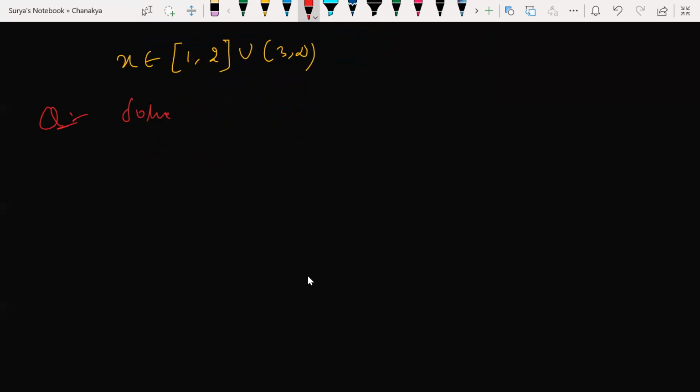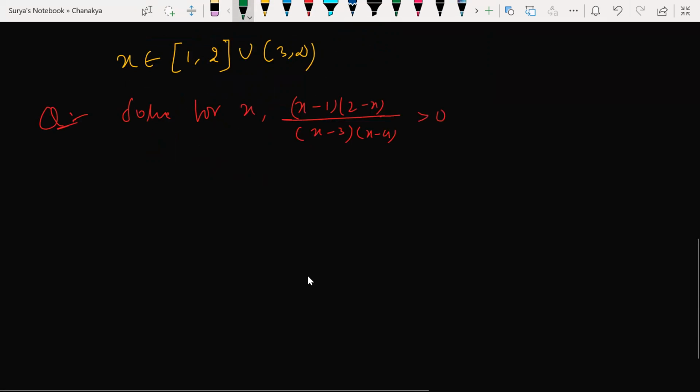Solve for x. Directly, you need not represent everything, do it fast. Need not write everything neatly. So directly you can give the answer.